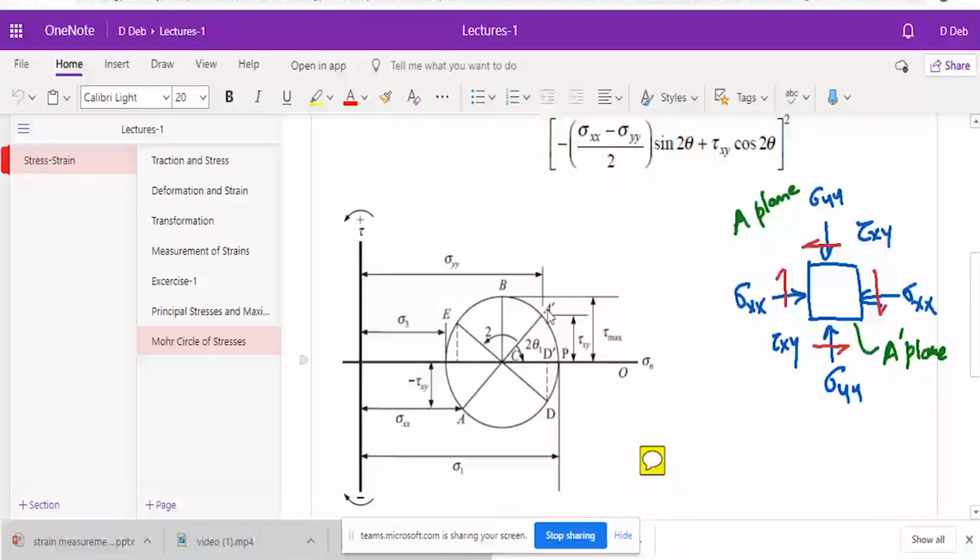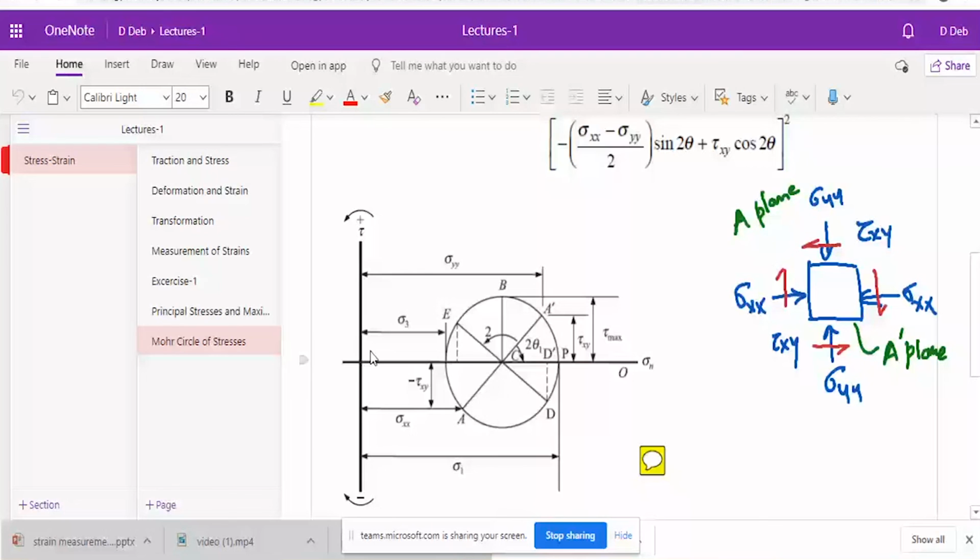When you are plotting sigma n and tau, always remember that the gradation of both the axes should be the same. In other words, if this is, let's say, 1 MPa from here to here, then it should be 1 MPa from here to here. Otherwise, it will become like an ellipse, it will not become like a circle. So your gradation should be the same in the graph paper.